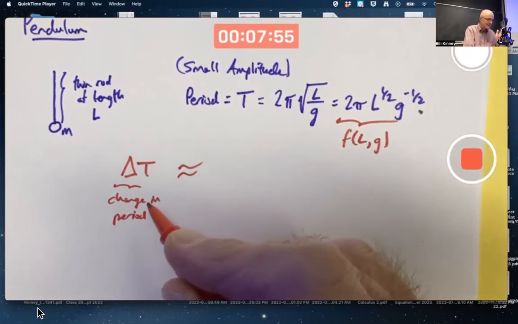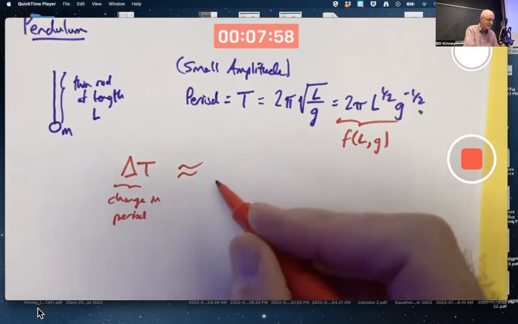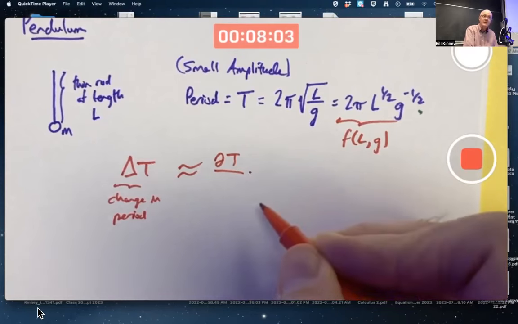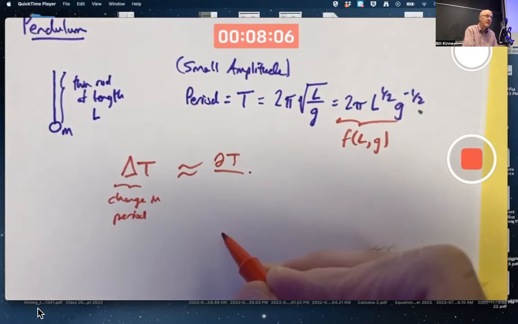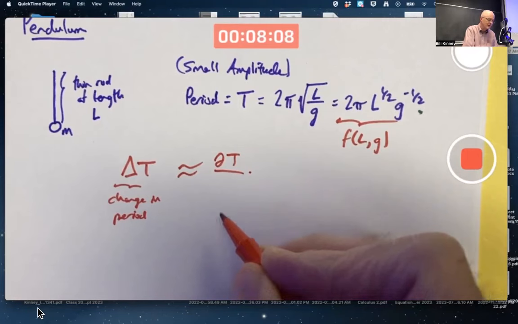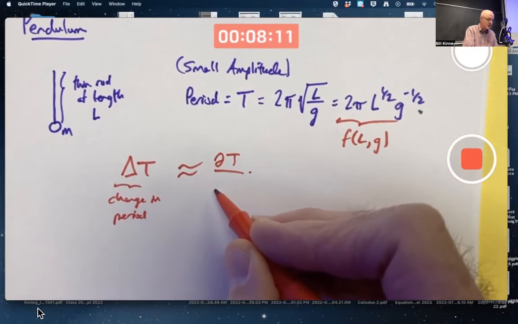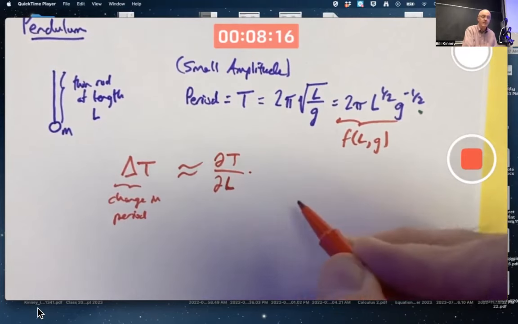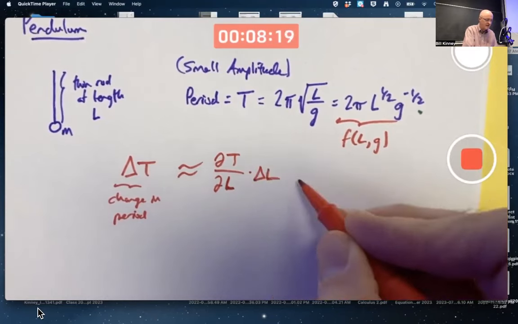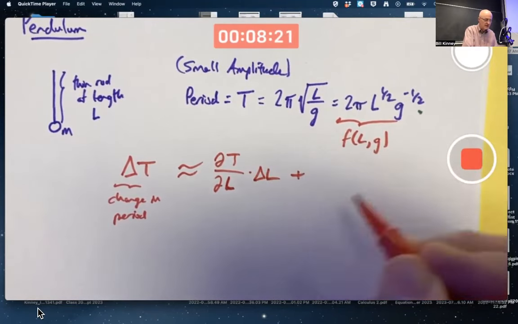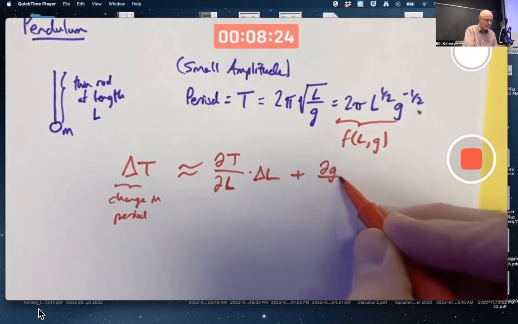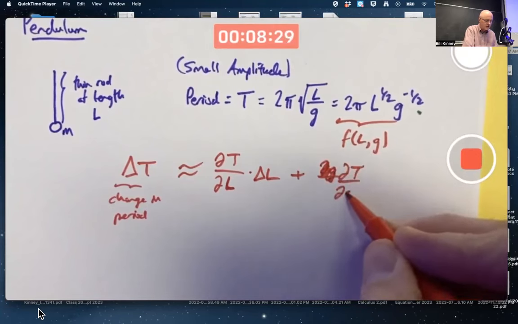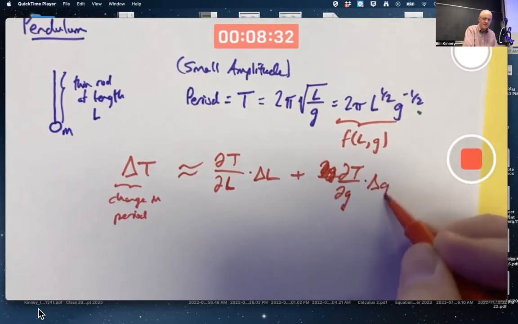Except in this case, it's change in period, in seconds, say, equals rate of change of period with respect to one of the variables times the change in that variable. I'm using partial derivative notation here because I've got two variables. I'm going to use two different derivatives, and I'm going to imagine changing both variables. I could change L and find the rate of change of the period with respect to L and multiply times the change in L. And I could change G. I could find the rate of change of T with respect to G and multiply times the change in G.